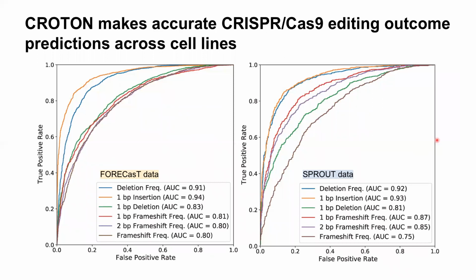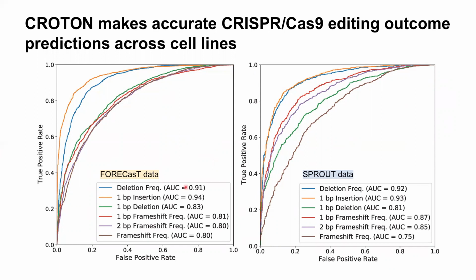We also assessed the accuracy of CROTON by evaluating whether it made accurate predictions above or below the median value in each task dataset. So here you can see AUC-ROC curves for CROTON's predictions. On the left is CROTON's performance on the test forecast data, and on the right is CROTON's performance on the held out test sprout T-cell dataset.